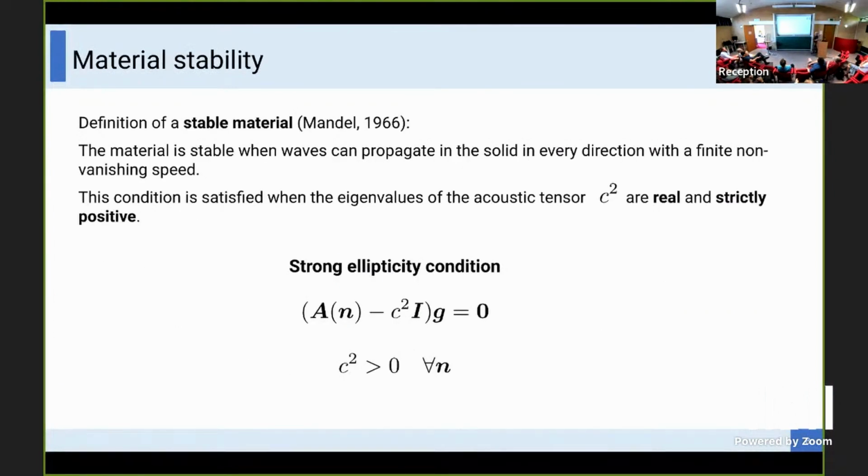So now we are in a position to give the definition of a stable material. There are many definitions of stable material. This is one possible definition given by Mandel in 1966. It says that the material is stable as long as waves can propagate in the solid in any direction with a finite non-vanishing speed. So this condition is satisfied when the eigenvalues of the acoustic tensor are real and strictly positive. This is known as the strong ellipticity condition. So as long as the solid is strongly elliptic, it is stable, and material instabilities are excluded.